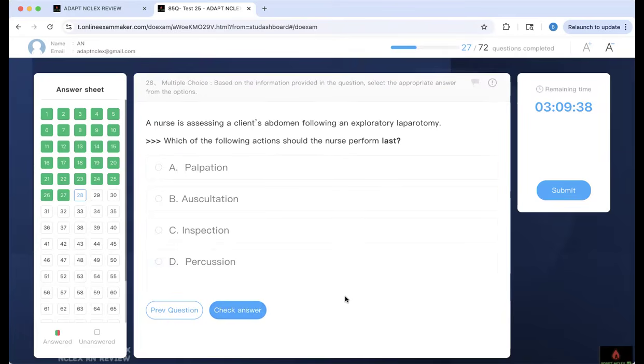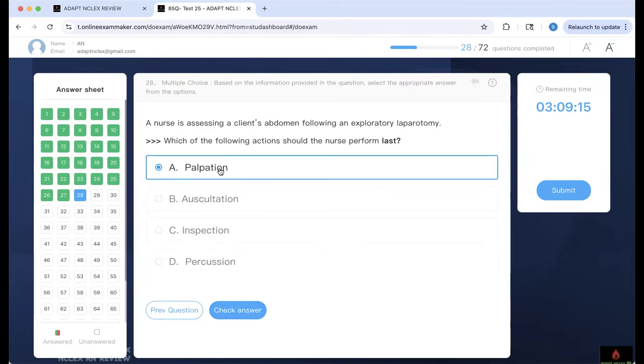And this is assessing a client's abdomen following exploratory laparotomy. Which of the following actions should the nurse perform last? Right? Skills, management. Palpation, auscultation, inspection, and percussion. When you examine the abdomen, what is the last thing you do? Pick your answer, let me know. Of course, you can just push on the abdomen, but it affects your bowel sounds. So at least you got to look, you got to listen, and then you got to percuss before you palpate.